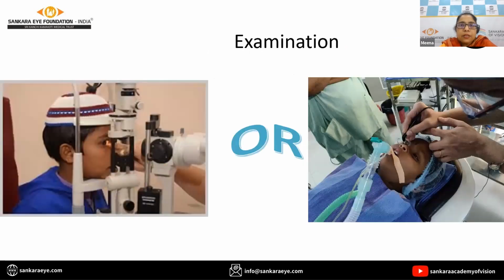How do we examine these children? If the kid is cooperative, we can examine in our examination room or in our office. Otherwise, we have to take the child under anesthesia. So these are the ways in which we can examine.